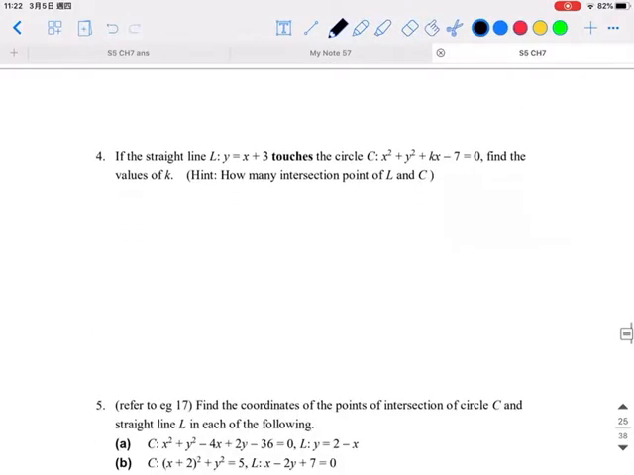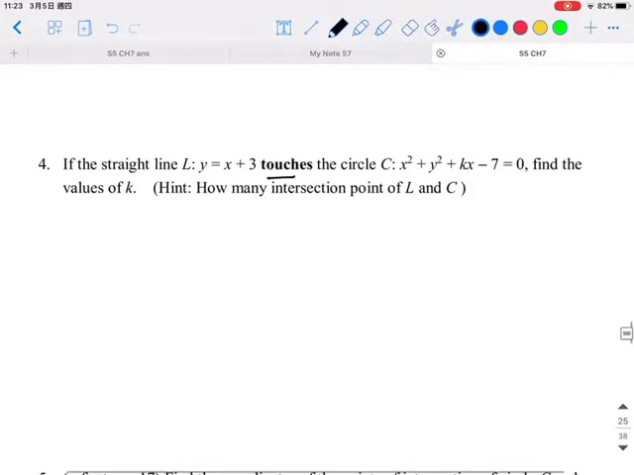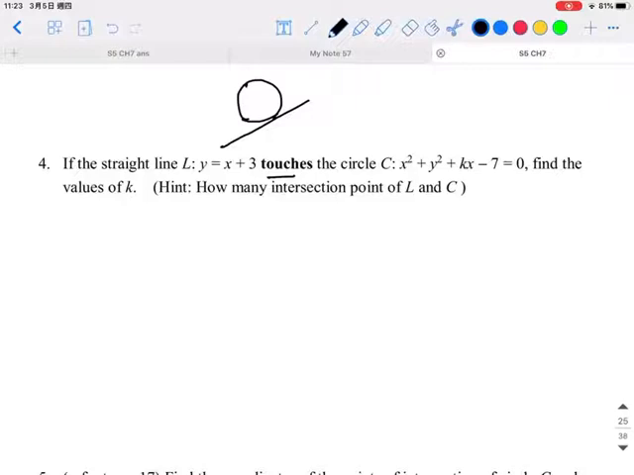For question number 4, the important keywords are: if a straight line L touches the circle. What does it mean? It means the straight line just touches the circle, so you have only one intersection point. Therefore, the discriminant must be equal to 0. These are very important keywords. Find the values of k. This is plural form, so k must have more than one answer.